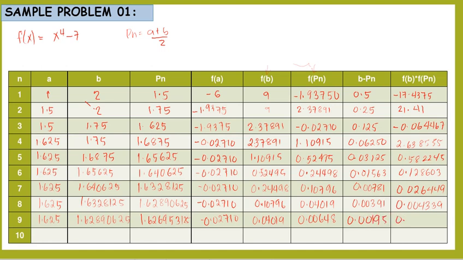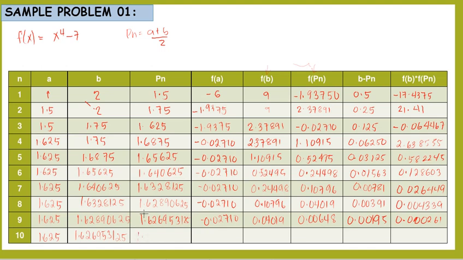Okay, malapit na tayong mag-0. So, actually, pwede na ito kasi 0.00195 is equal to approximately 0. Pero para mas accurate yung value natin, 3 zeros tayo. 0.001 dapat yung makukuha natin para mas accurate. Okay, positive pa rin siya. So, yung B natin is yung PN natin. Okay? So, yung A pa rin natin is 1.625. So, PN natin, substitute lang natin dyan dito sa equation.